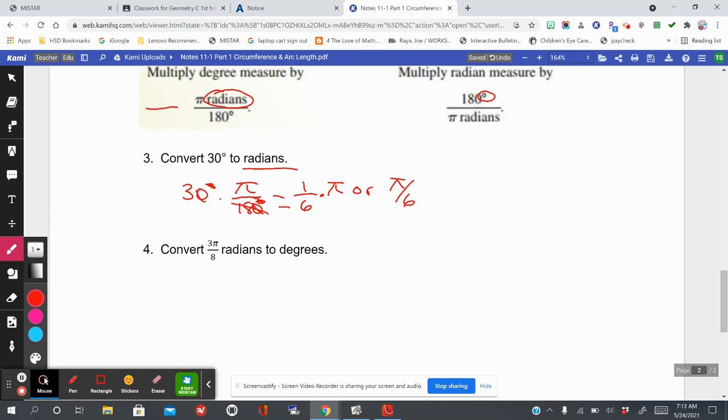All right, now convert radians to degrees. So we want degrees on top, so we're going to do 180 over pi, and then multiply it by the radian measure given. So the pi's will cancel. Then if we multiply across, we would end up with 3 times 180 over 8. And then when you put that in the calculator, you're going to get 67.5 degrees.